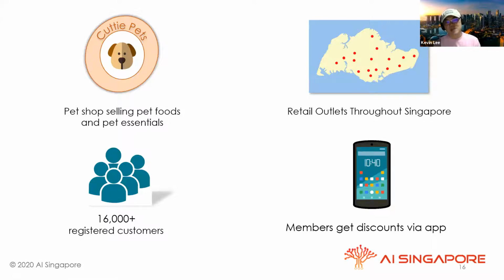So this is a pet shop selling pet foods and pet essentials. They have retail outlets throughout Singapore. They have lots of registered customers, and the members actually will get discount via the app when they go purchase products in the retail outlet. Now, this point is very important because once you have this kind of discount app, or you are able to track the actual customer purchase at a retail store, you will be able to do a lot more stuff with AI. We will talk about that in a moment.